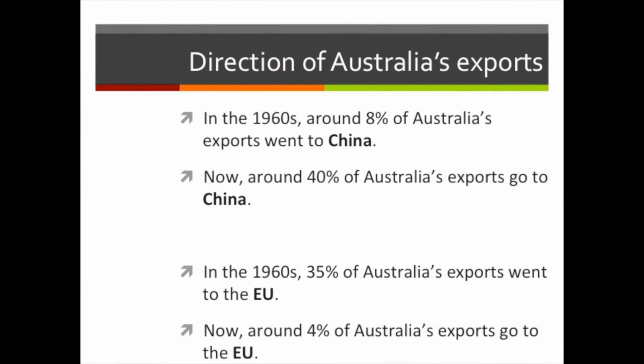Just look at the numbers. In the 1960s, 8% of Australia's exports went to China. Today, around 40% of Australia's exports go to China. In the 1960s, 35% of Australia's exports went to the EU. Now, only 4% goes to the EU.